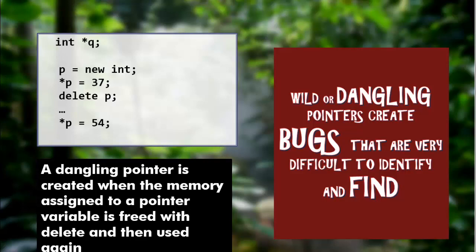And you see there's a little snippet up there in the upper left-hand corner. We had a pointer called Q. We allocated some memory for it, assigned a value into it, and then cleaned up. We deleted P. If I later tried to call pointer P and assign that 54 into it, what I will get is it may overwrite some existing data, or it may cause the program to crash. So dangling pointers are a bad thing.